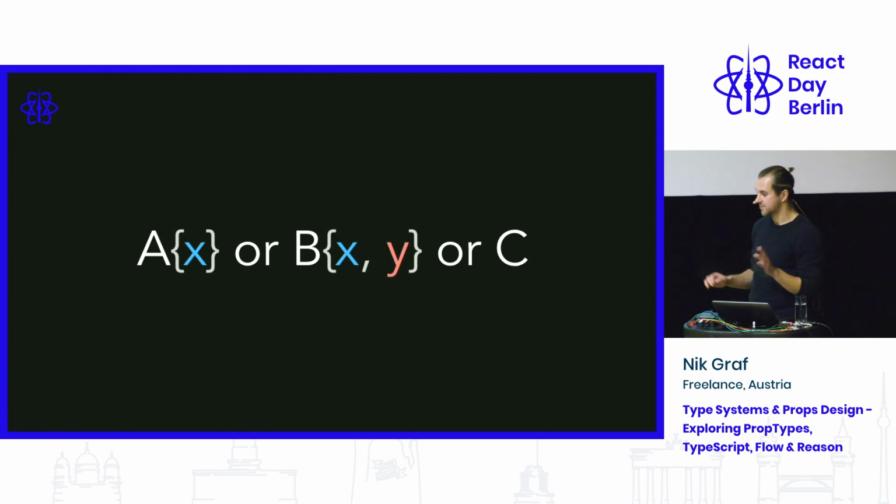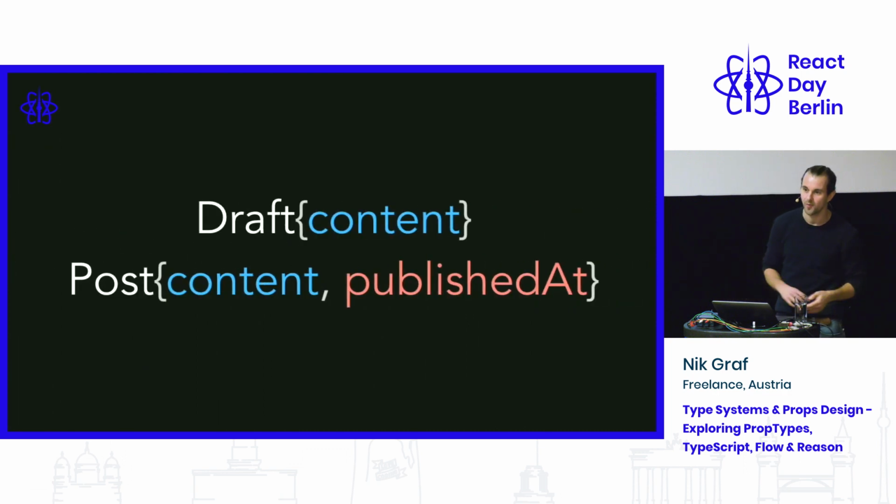But that's all very abstract, so let's make this a real world example. Let's do a blog post component. In its simple version, obviously I reduced the third and fourth and so on option, both of them have content. Content always must be there, otherwise it's not a post.